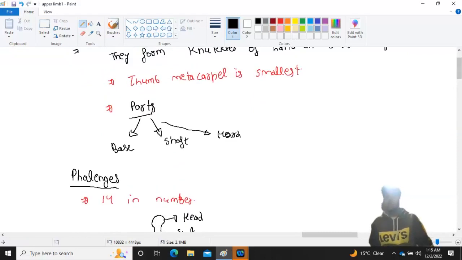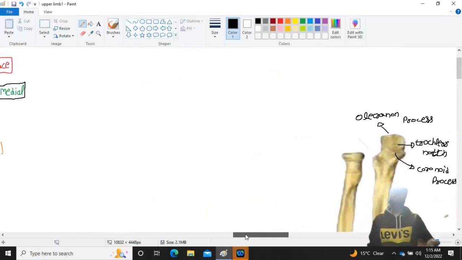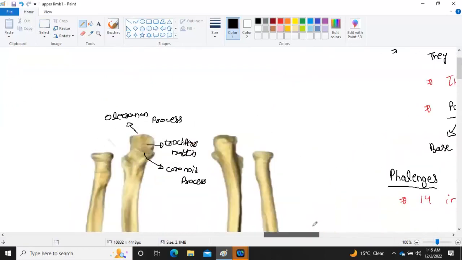तो ये हमारी अपर लिम्ब की होल बोन्स कंप्लीट होती है. अब नेक्स्ट टाइम से we discuss attachments of bone, मसल्स अटैचमेंट बेसिकली. Done. Thank you.